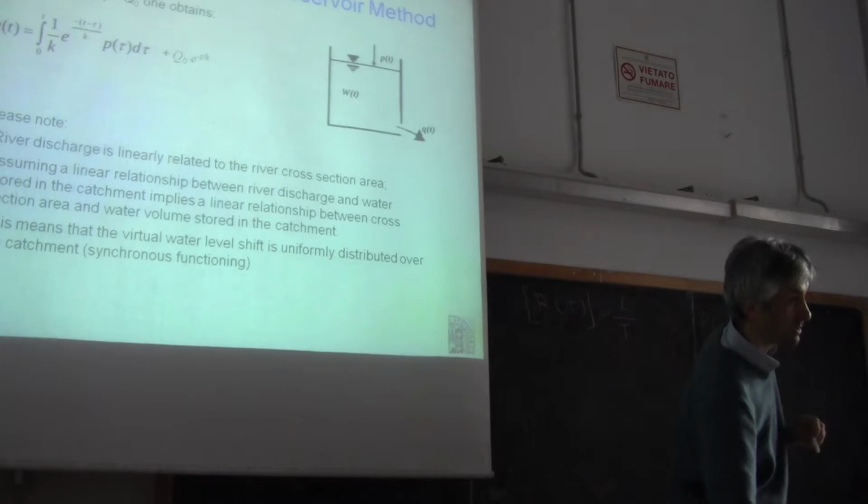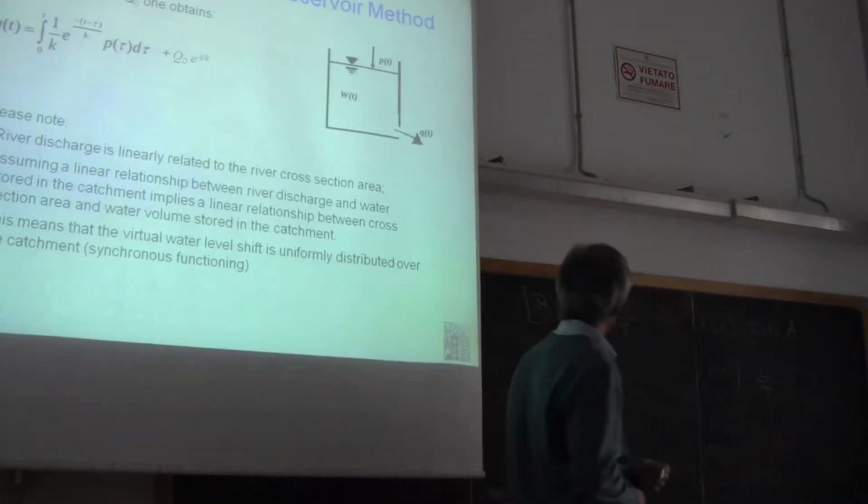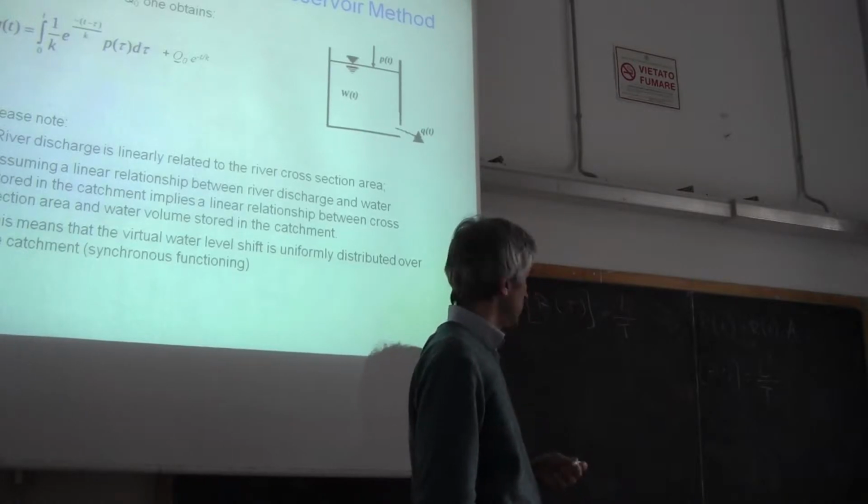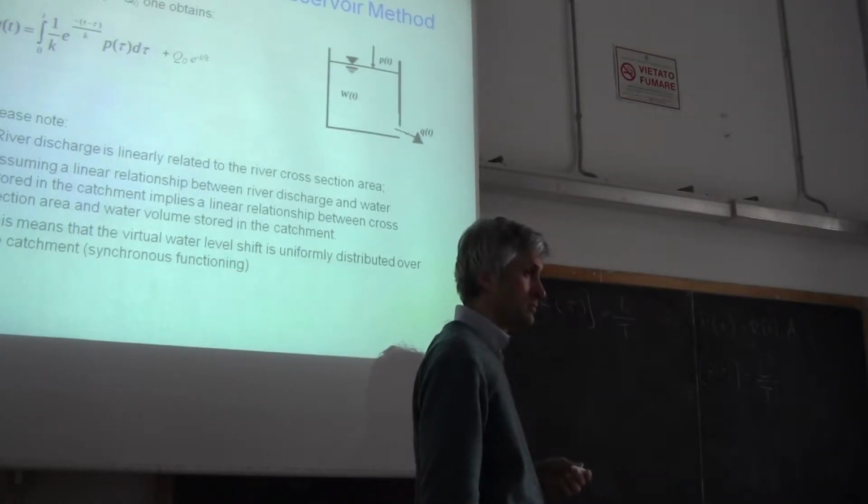Please. I have a doubt about that. I mean, by multiplying the depth R times the area of the catchment, don't we overestimate it?